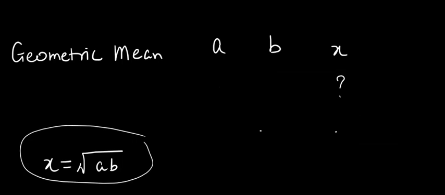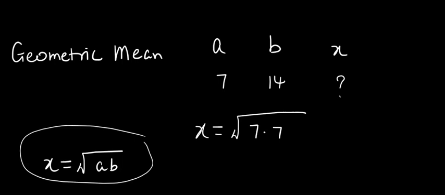This time, I'm going to give you the numbers 7 and 14. Once again, pause this video. Let's find the geometric mean of 7 and 14. 7 times 14, and 14 is 7 times 2. Remember, if you have a pair, which means 7 squared, then 7 can come out, and 2 stays. So we have 7 times the square root of 2.